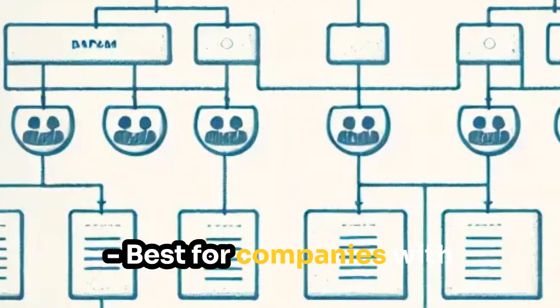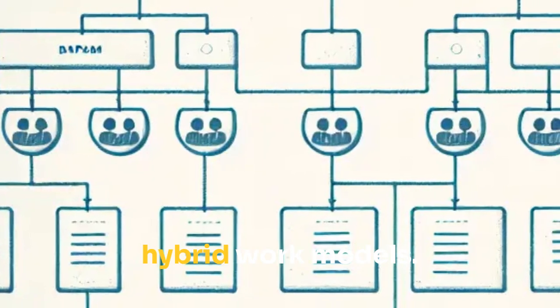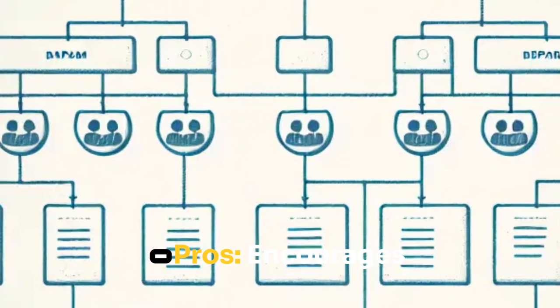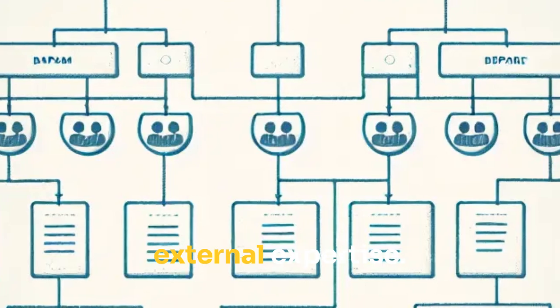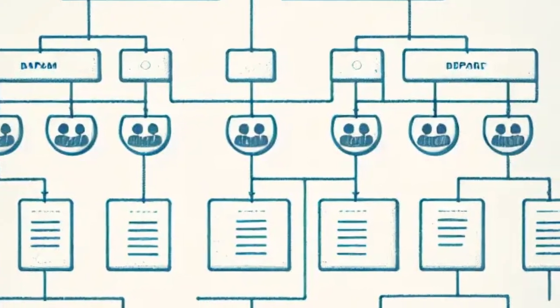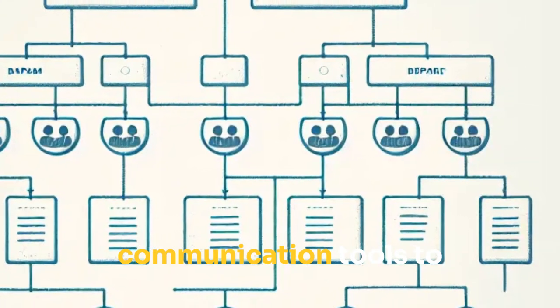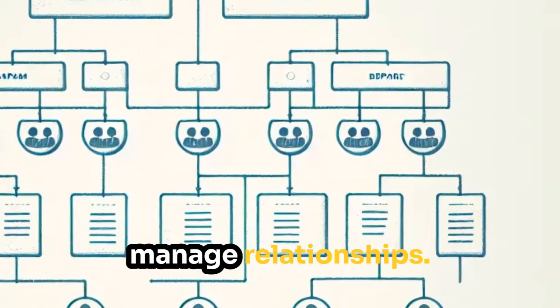5. Network org chart. Represents remote teams, contractors, or external partnerships. Best for companies with a global workforce or hybrid work models. Pros: encourages flexibility and leverages external expertise. Cons: requires strong communication tools to manage relationships.